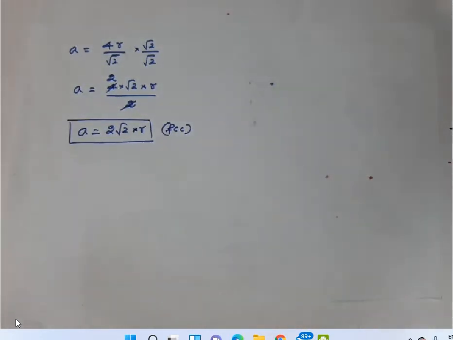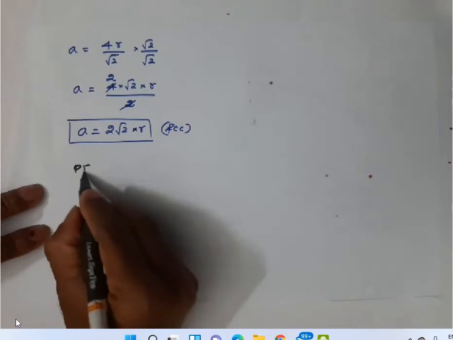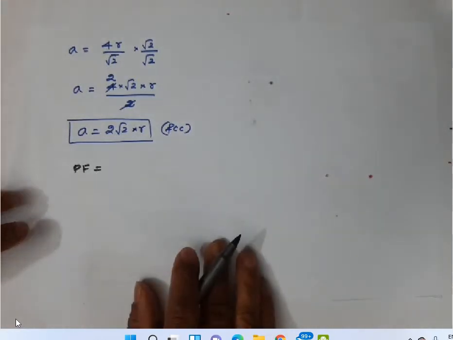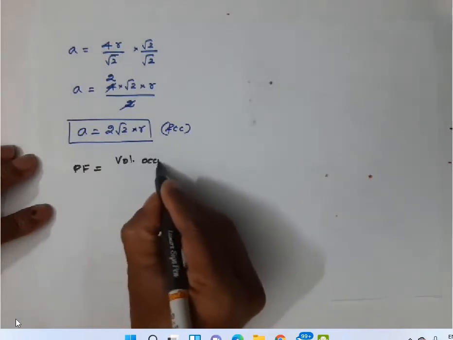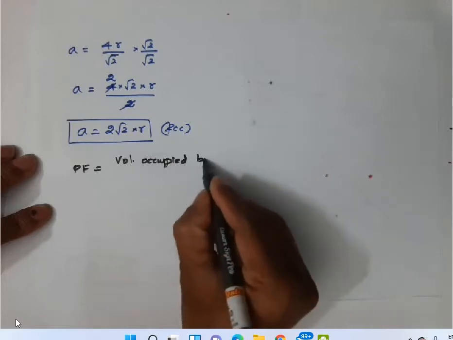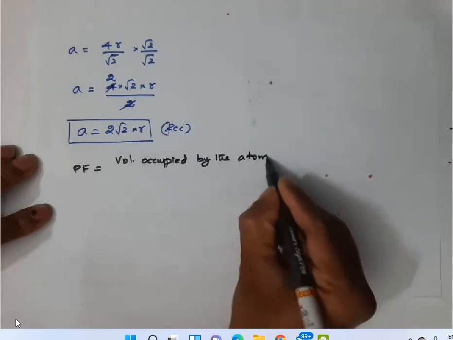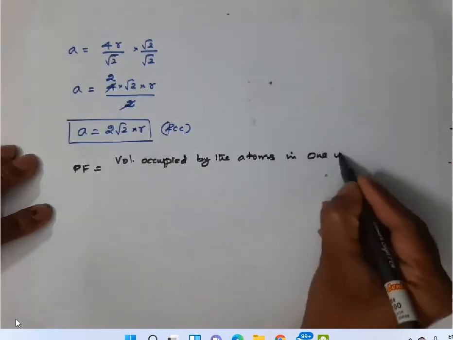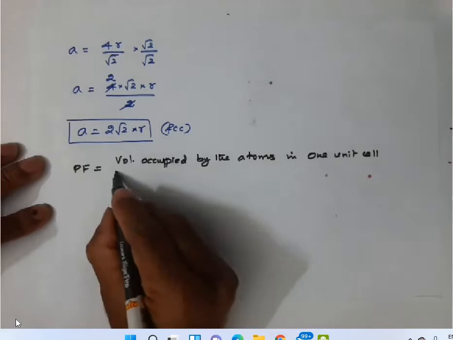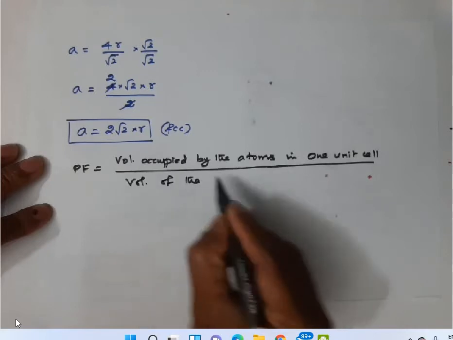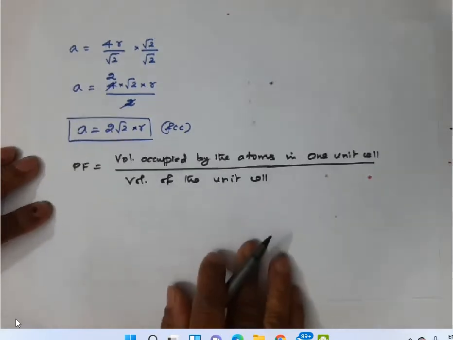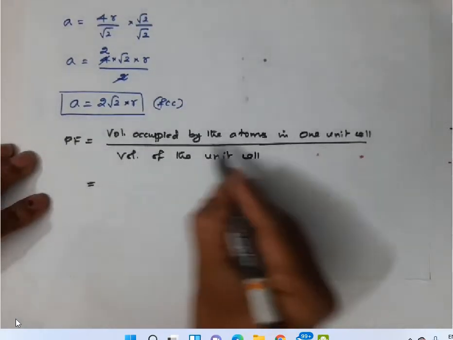Now how to calculate the packing fraction? You know very well, packing fraction is nothing but volume occupied by the atoms in one unit cell divided by volume of the unit cell. Okay, so volume occupied by the atoms in one unit cell over volume of the unit cell. This is the formula.